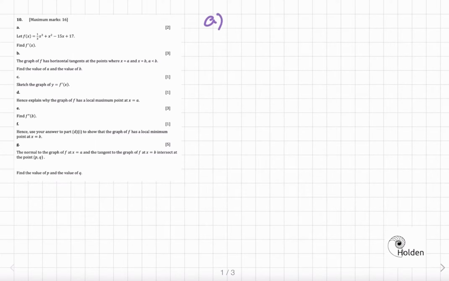Okay, so we're just going to power rule each individual piece. We multiply by the power and bring the power down, multiply by the power and bring the power down, multiply by the power and bring the power down, and we're left with 0 at the end.